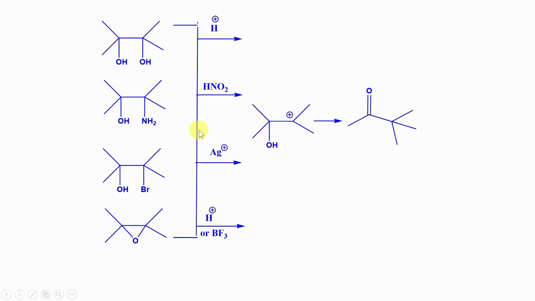So we can say Pinacol rearrangement may be given by a 1,2 diol or amino alcohol or bromo alcohol or an epoxide. In all the cases, the driving force for the rearrangement is the formation of a more stable carbocation, followed by the rearrangement or 1,2 migration to form pinacolone.